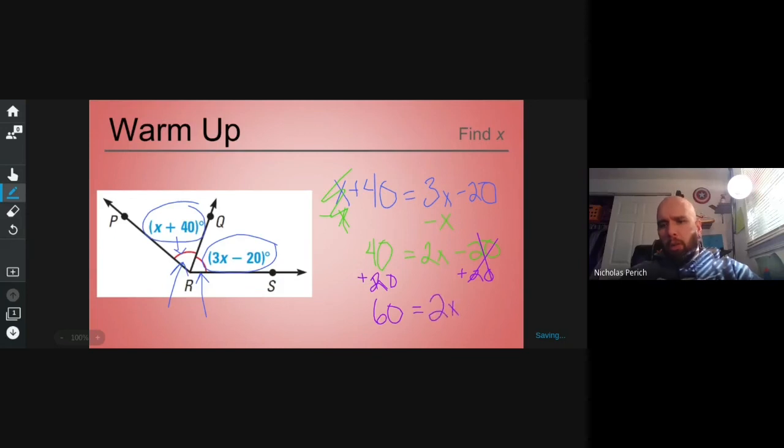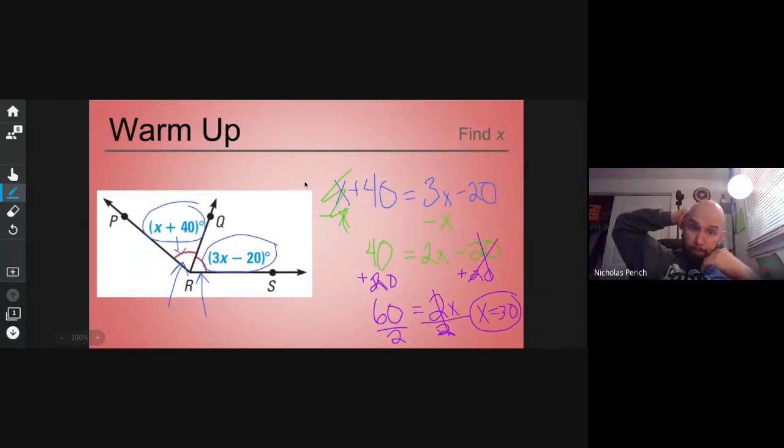Plus 20. Plus 20. 60 equals 2x. Divide by 2. X equals 30.